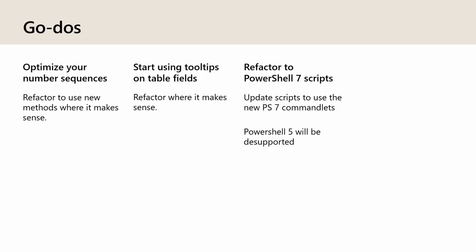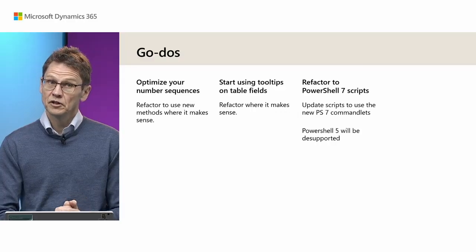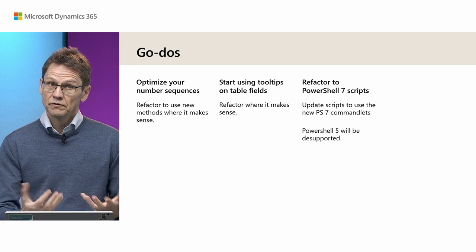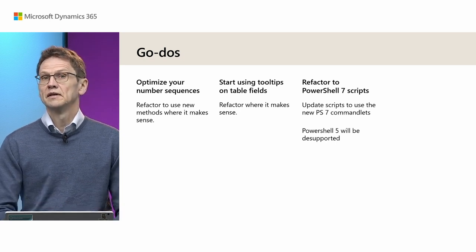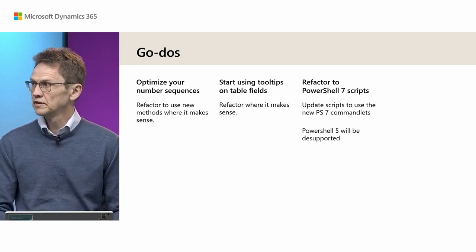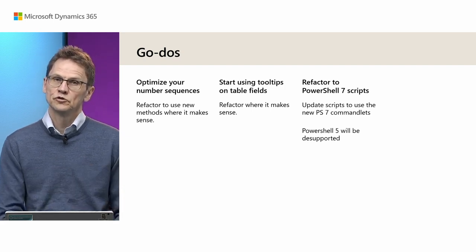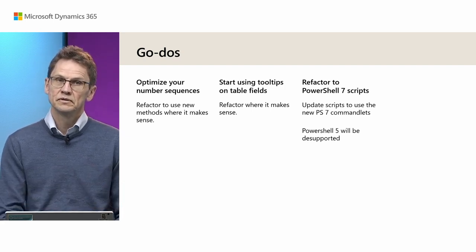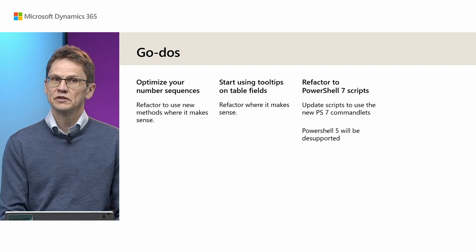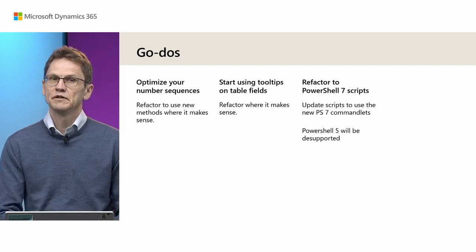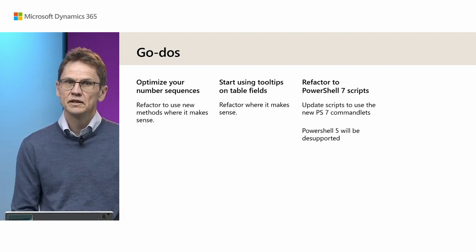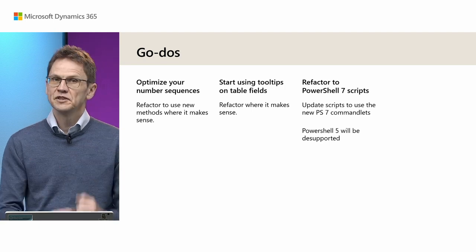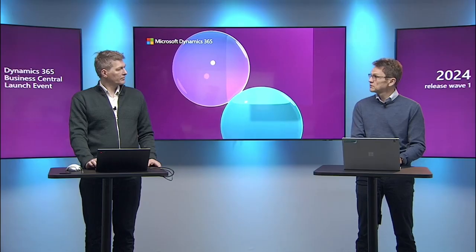Cool. That leaves us to the to-dos for this session. Yeah, and some of the things to take away from this is to go ahead and optimize your number sequences. You can refactor to use the new methods when you have restart scenarios or where you need to draw ranges of numbers. You can start using tooltips on table fields and get the benefit as we expand on that capability. And as just mentioned, refactor to PowerShell 7 scripts.